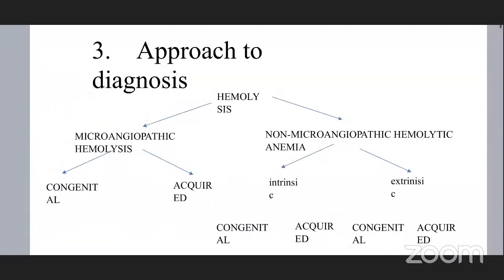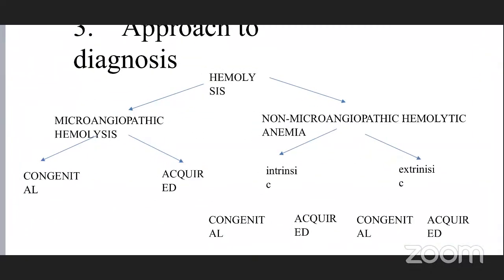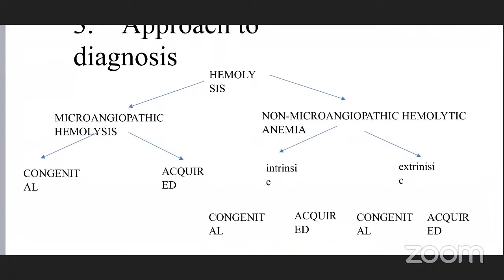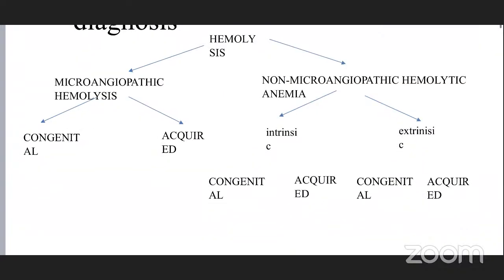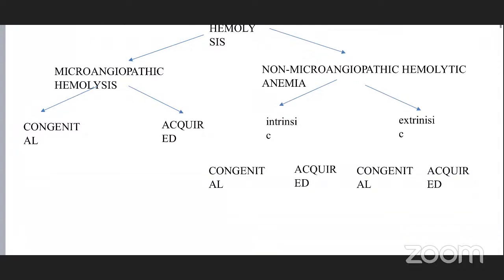Okay, the most important thing is how to approach a patient who comes to us with hemolytic anemia. Usually, if there is hemolysis, it can be microangiopathic hemolysis or non-microangiopathic hemolytic anemia. Microangiopathic hemolysis can be congenital or acquired. Non-microangiopathic hemolytic anemia is intrinsic or extrinsic, and as we mentioned, both can be congenital and also acquired.